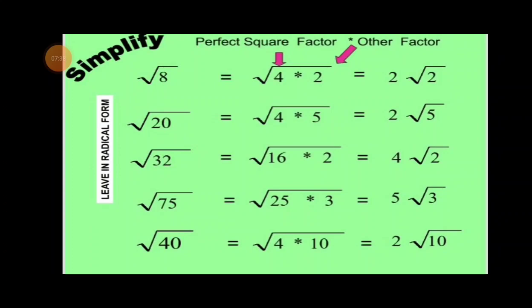So the last example, the square root of 40 is equal to the square root of 4 times 10. 4 is a perfect square, so we need to take its square root. The square root of 4 is equal to 2. And 10 is not a perfect square, so we just copy it. So we have 2 square root of 10.